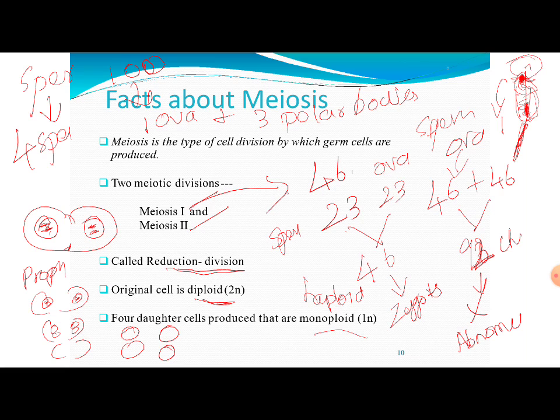But in females, out of one oocyte, only one ovum is formed. The reason is, once the ovum forms, that's your regular menstrual cycle that happens, right?